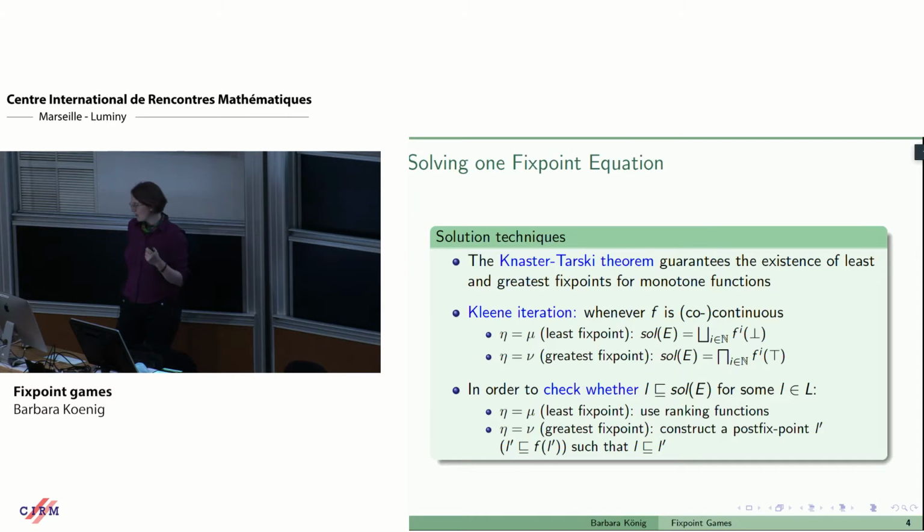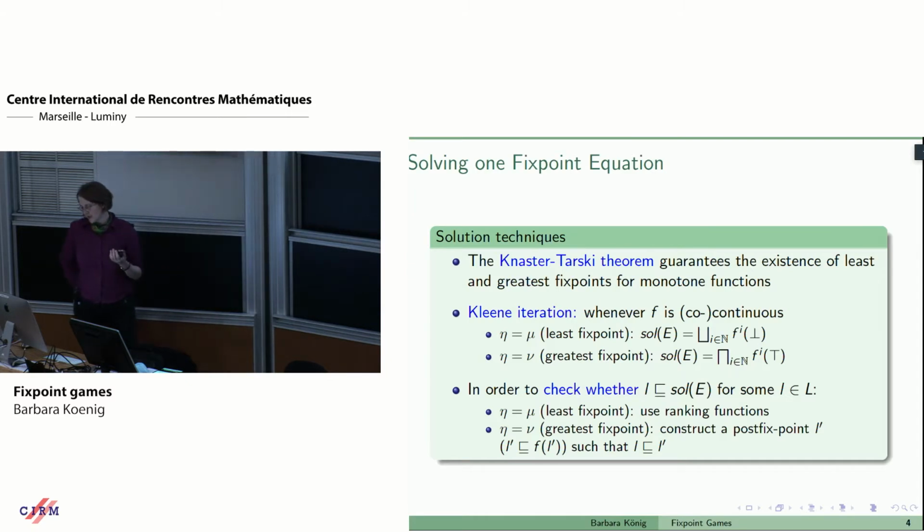Checking whether you're below the greatest fixed point is often much easier. You just construct a postfixed point, so some lattice element l' that satisfies that l' is smaller or equal than f(l'), and you check that l is smaller or equal than l'.